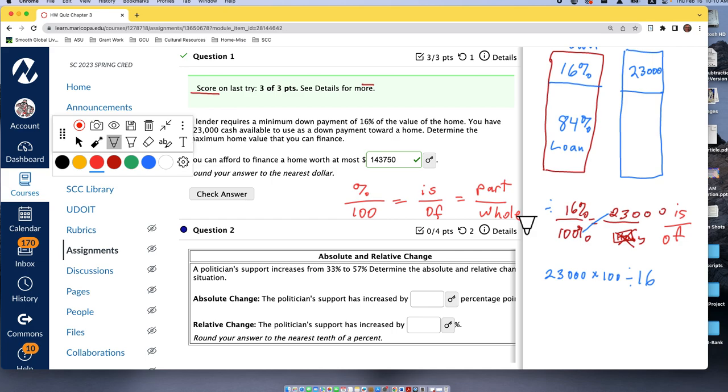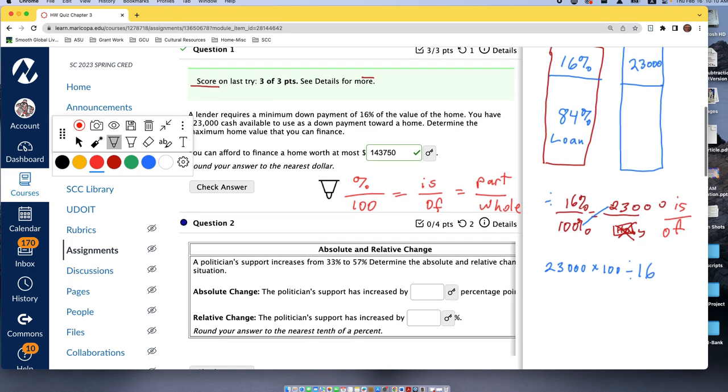So sometimes you don't want to draw that picture. 100% is always the whole. That's what we're looking for. What would the whole price of the house be? 23,000 is a part. It's 16%. So we can do that with a proportion. Okay. So far making sense? Mm-hmm. Okay.